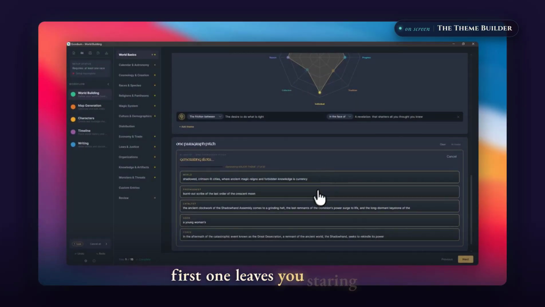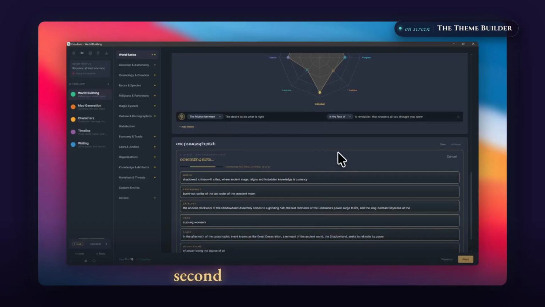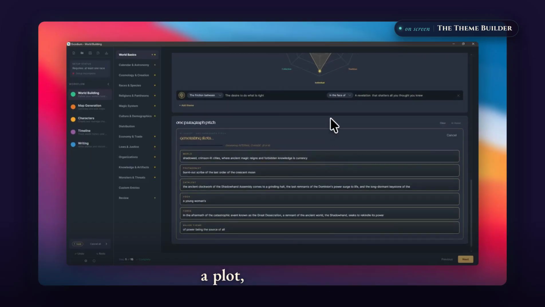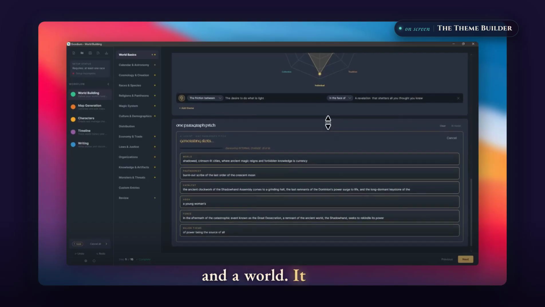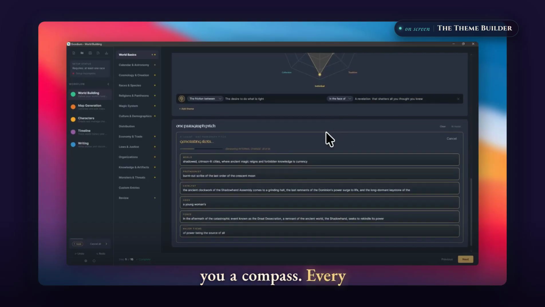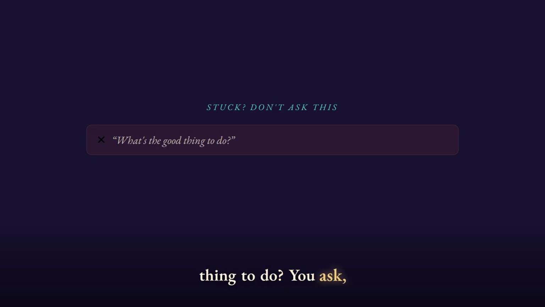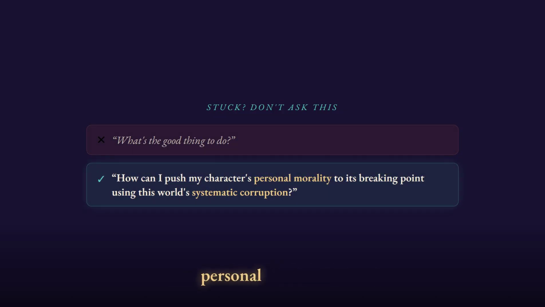The first one leaves you staring at a blank page. The second immediately suggests a plot, a protagonist, and a world. It gives you a compass. Every time you're not sure what happens next in your story, you don't ask, what's the good thing to do? You ask, how can I push my character's personal morality to its absolute breaking point using this world's systematic corruption?